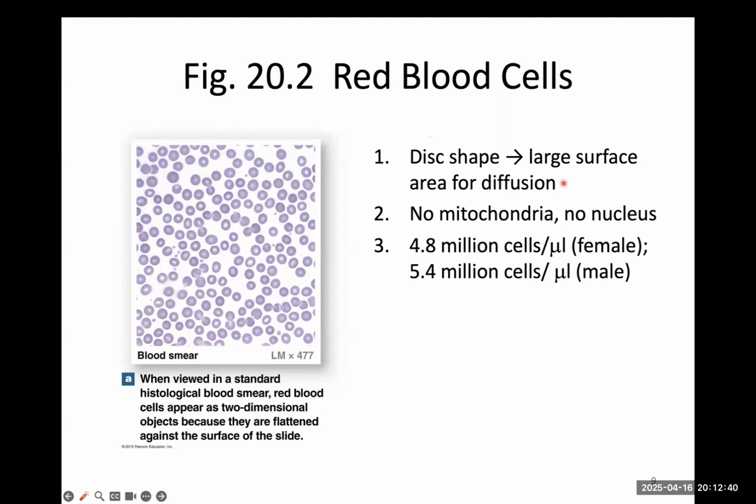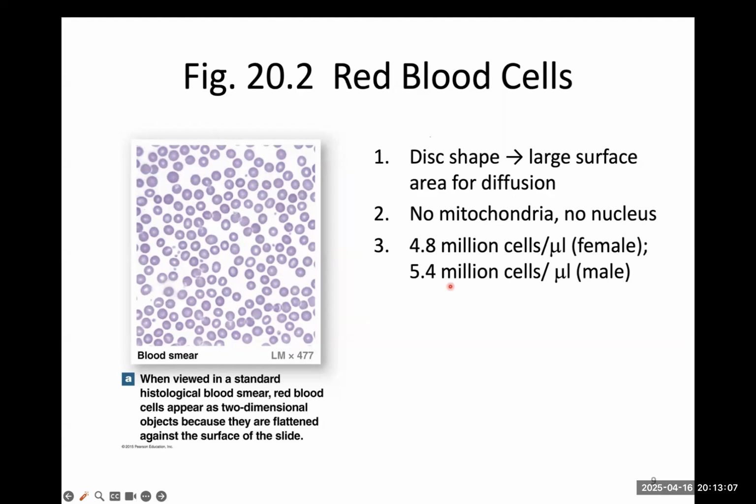There's going to be differences between male and female. Males tend to be about 20% larger than females on average, so there's going to be more erythrocytes in males compared to females. The number is going to be 5.4 million cells in males. If you take 1 liter of blood and divide it by 1 billion, that gives you 1 microliter, and that's about 5.4 million cells per microliter in males. In females, about 4.8 million per microliter.